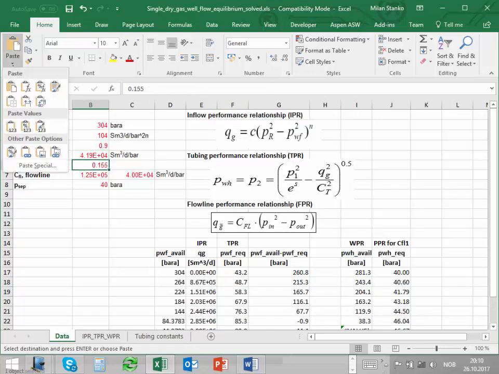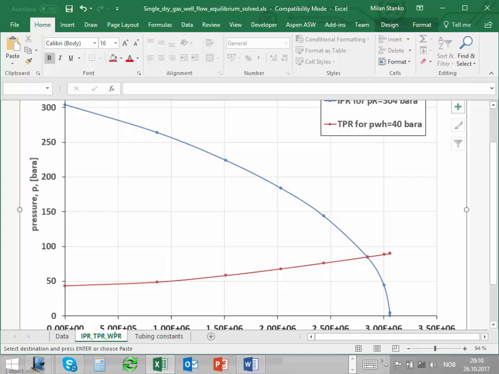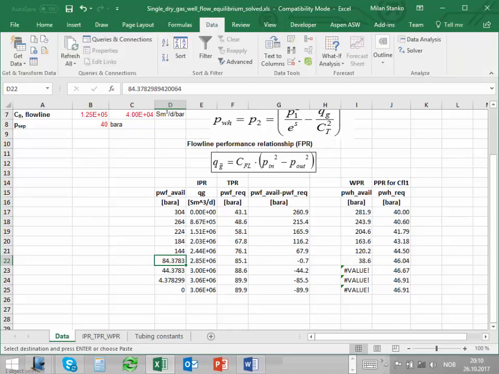How did the curve change? Did it change dramatically? Not much, right? Let's see what the new equilibrium point is. Well, it's very close to 84. Let's run the solver again to see.